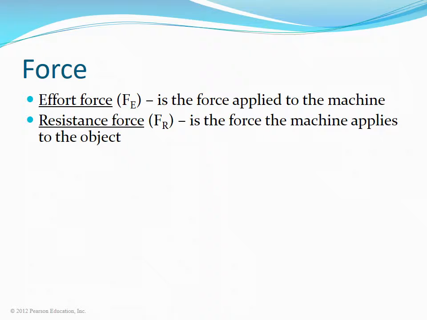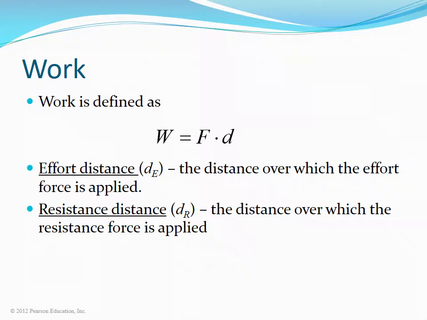When discussing machines, we define the effort force, F sub E, as the force applied to the machine, and the resistance force, F sub R, as the force that the machine applies to the object. Work is defined as a force times a distance. The effort distance, D sub E, is the distance over which the effort force is applied. The resistance distance, D sub R, is the distance over which the resistance force is applied.